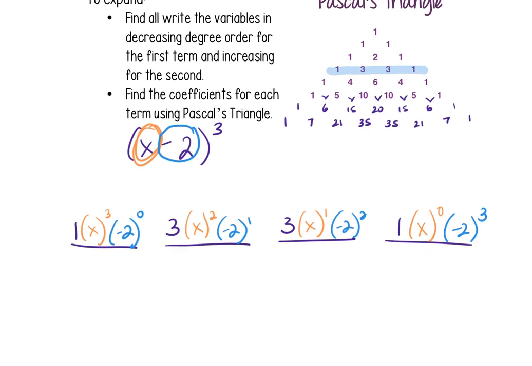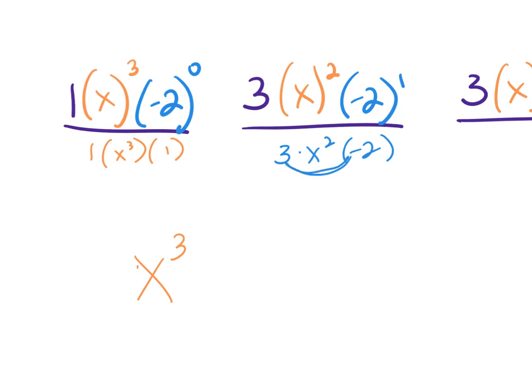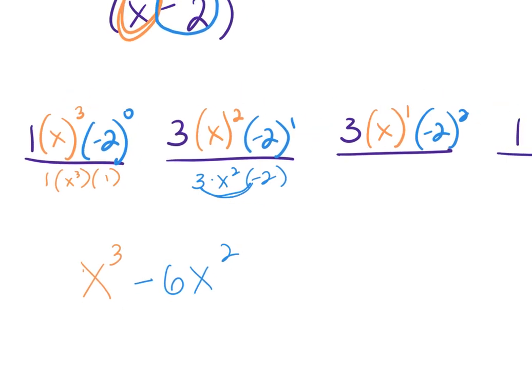So for the first term, I get 1 times x to the 3rd times 1, because that's what -2 to the 0 is. So it's just x to the 3rd. Then I get 3 times x to the 2nd times -2. Multiply the constants, and I get negative 6x squared. Go to the next one. 3 times x times negative 2 squared, which is 4. Multiply the numbers together, plus 12x.